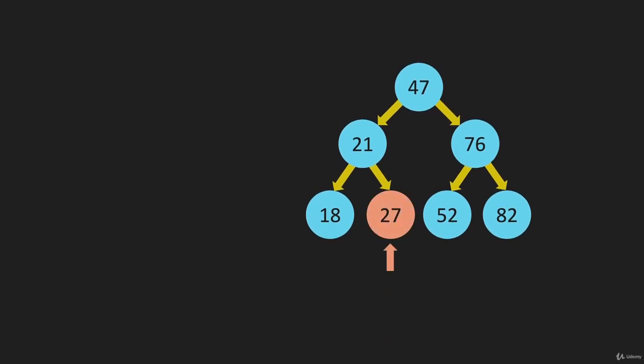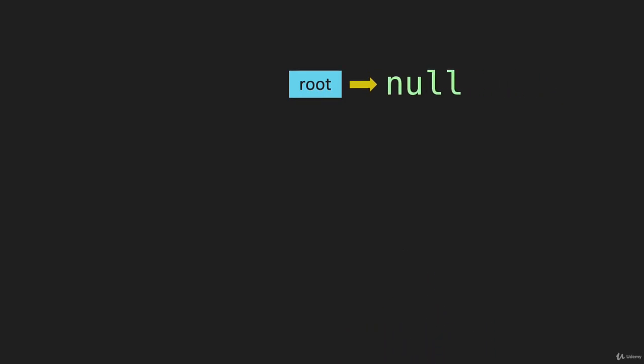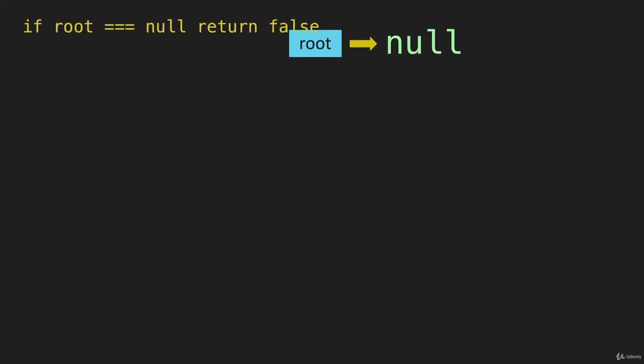Well, if we're looking for the number 27, we're going to start at the root, and either we're going to have a tree like this that we iterate through and see if it's there or not, or root is equal to null. So the first thing we'll do is say if root is equal to null, we're going to return false because that is not in the tree. That'll be our first step there. If root equals null, return false.